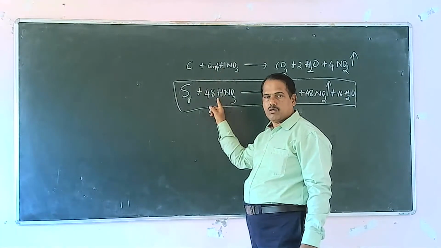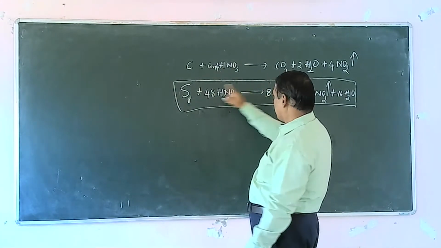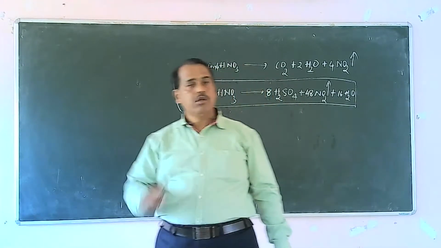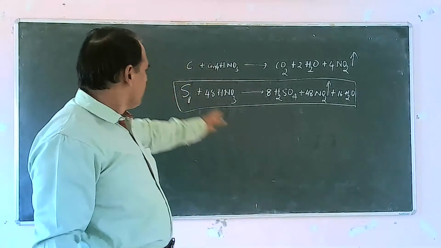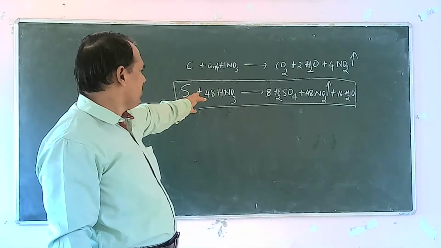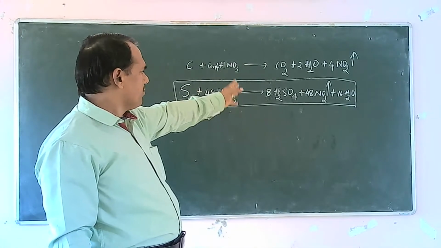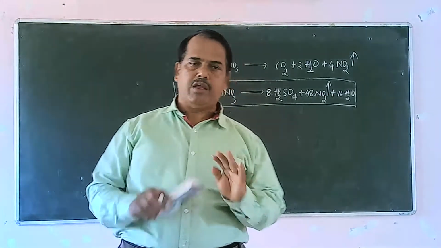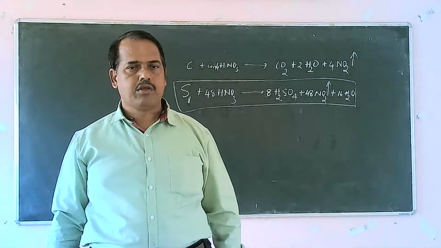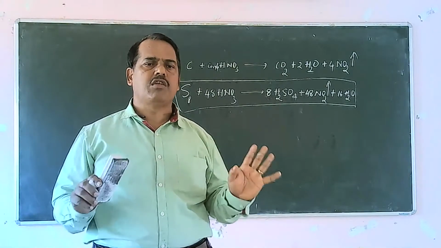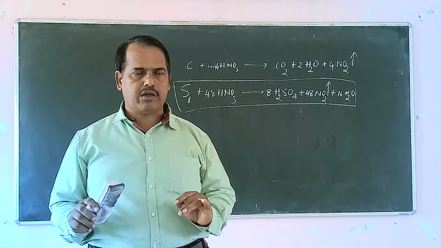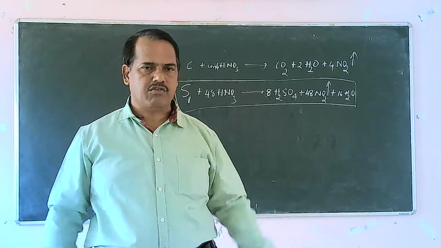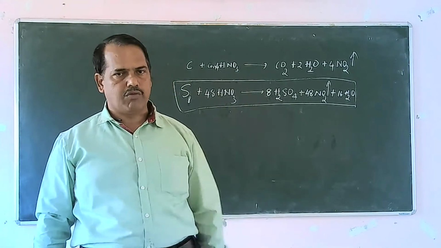So nitric acid oxidizes sulfur into sulfuric acid. What is the equation? S8 plus 48 HNO3 gives 8 H2SO4 plus 48 NO2 plus 16 H2O. In p-block elements, many reactions are there. You have to balance them. Very easy. But remember what the reactants and products are. Just look into it, you can easily balance it. Repeatedly, you have to write the equation.